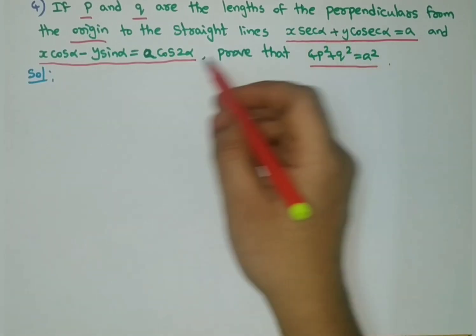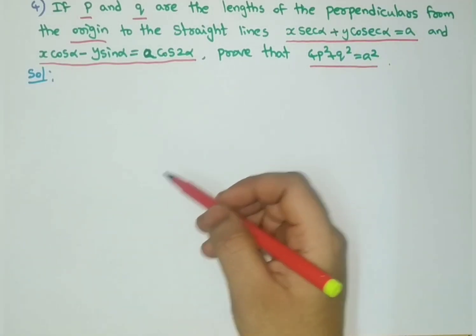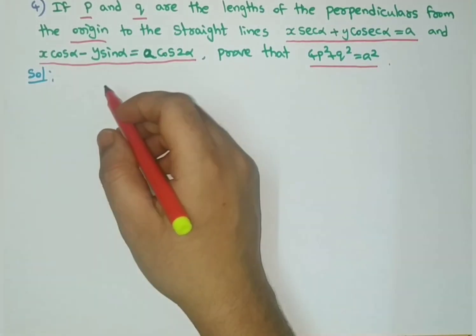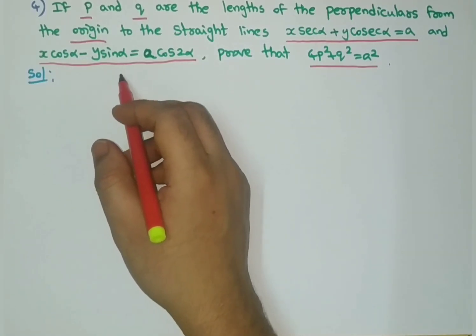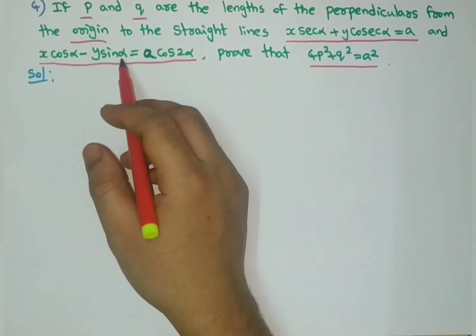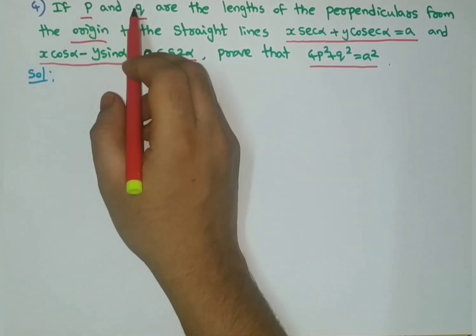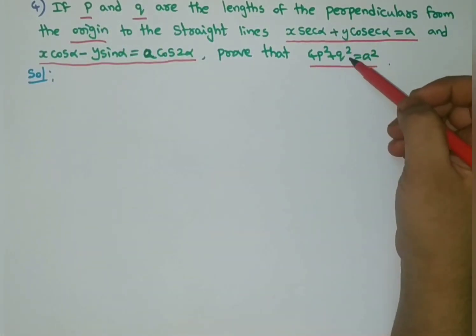Okay, he is given two line equations, and these two line equations have what? Lengths of the perpendiculars from the origin. One is p and the other one is q. Then we need to prove this condition.